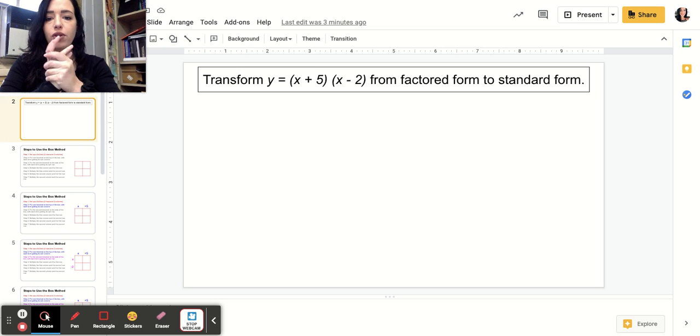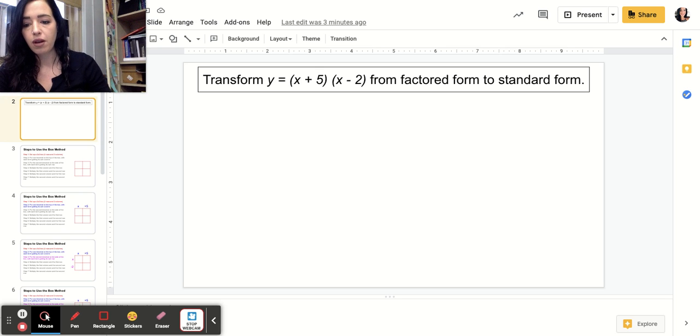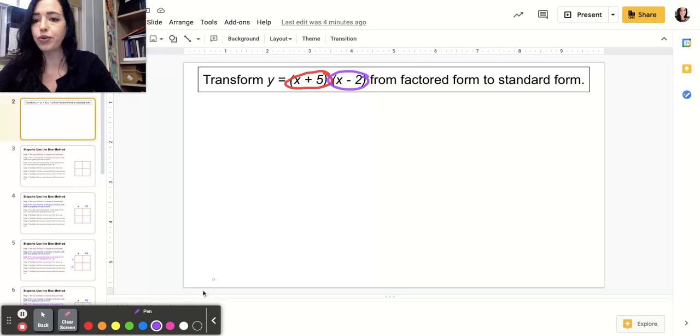I'm going to transform y equals (x plus 5)(x minus 2) from factored form to standard form. It is in factored form right now because we have one factor here, x plus 5, and another factor here, x minus 2. They're being multiplied together.